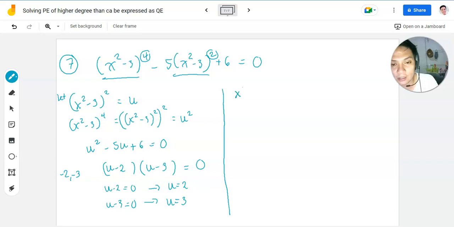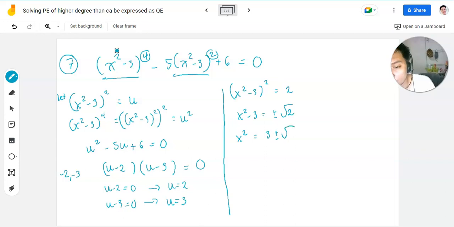So, unahin natin yung 2. x squared minus 3 quantity squared equals positive 2. So, this is again of the form x squared equals k. Yun nga lang, x is a binomial. Still, we can apply square root property. So, x squared minus 3 equals positive or negative square root of 2. Tama? And therefore, x squared is equal to 3 plus or minus square root of 2.